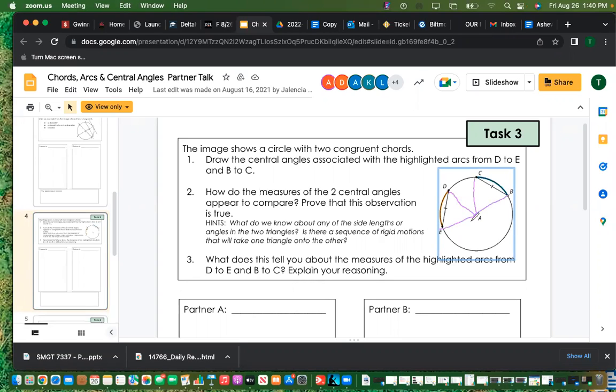How do the measures of the two central angles appear to compare? They're congruent. And how do you prove that? Since the vertex of the angles is the center, the sides will be equal because they're the radius. So this is congruent. And all these little lines that I just drew horribly bad are all radii, which means that they're all equal.